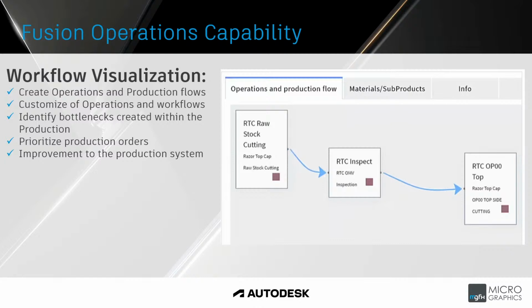Now, when we think about the Fusion Operations capability, you'll see there's a nice graph of a small operation and a production flow that has been created. Now you can create your operation and your production flows, and that's customizable as every operation might differ in every type of environment. You can easily identify your bottlenecks when you create it within the production. You can prioritize your production orders and be able to implement improvements to your production system.